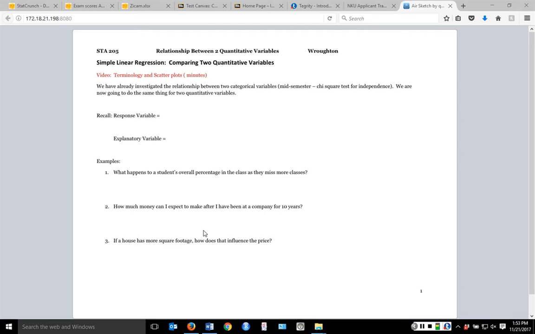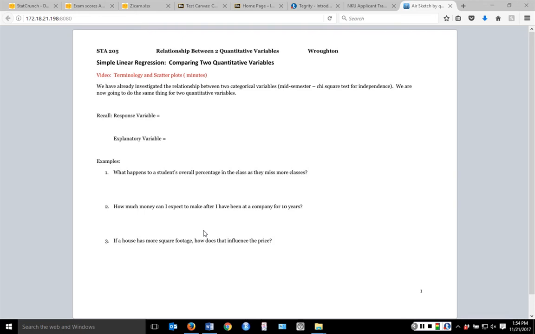Before, when we did the chi-square test for independence, that's when we were looking at the relationship between two categorical variables. So you're going to hear a little overlap terminology-wise from that set of notes. We're going to first talk about what the response variable is and the explanatory variable is, even though we already covered that in the notes on the relationship between two categorical variables.